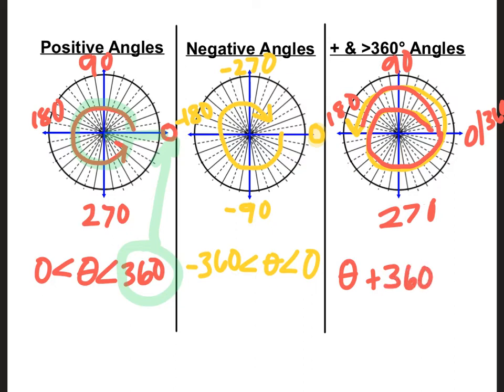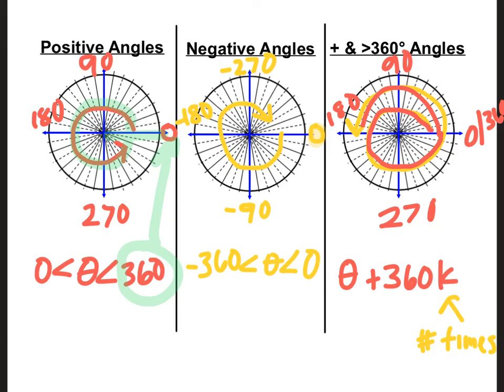Now you can add 360 once and it might work, but if you're using a negative number, you'll need 360 more than once. So we're going to call that K, and K just means the number of times you add 360. So I could do 0 plus 360 plus 360 plus 360, and K would be 3. You don't really have to worry about that so much.